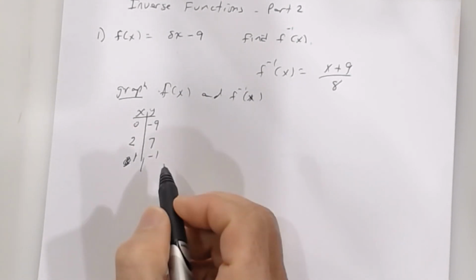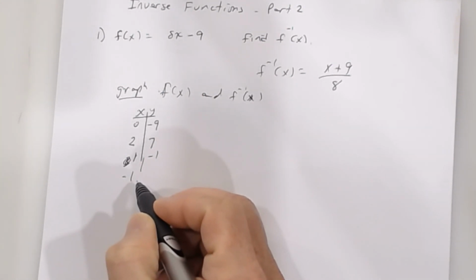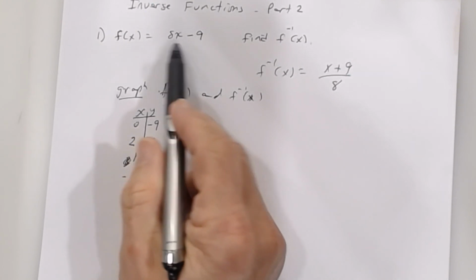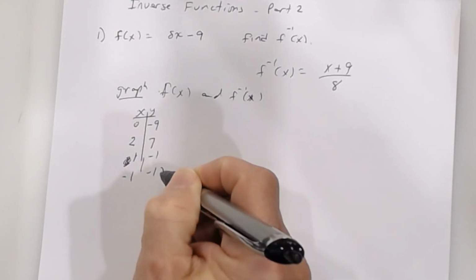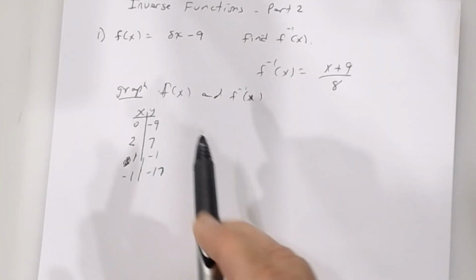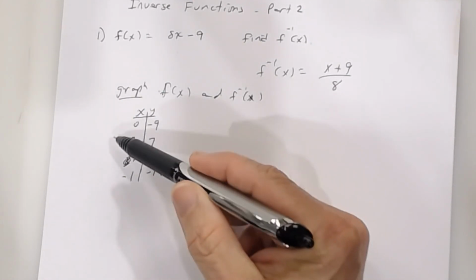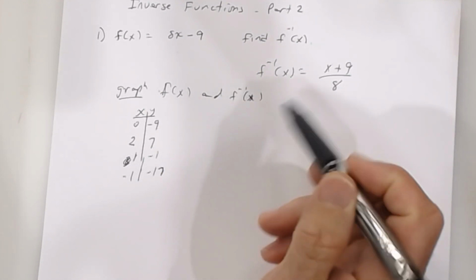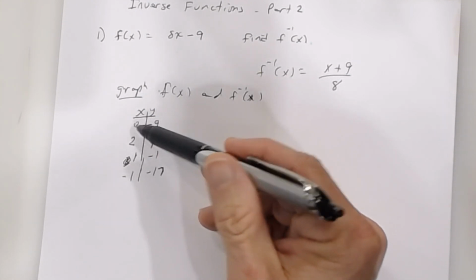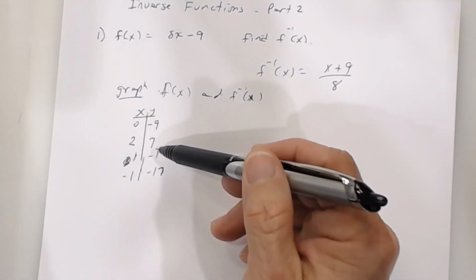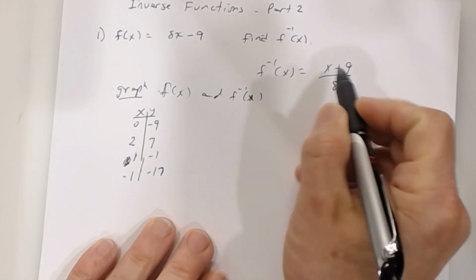And then let's just use -1, even though we're not going to plot it because it's going to be outside of this plane. But what's 8 times -1? -8 and -9? -17. Okay, now remember the inverse takes the output that you see here and gives you the input back. So the inverse will take -9 and give you what value back? 0. The inverse will take 7 and give you what value back? 2, and so on.